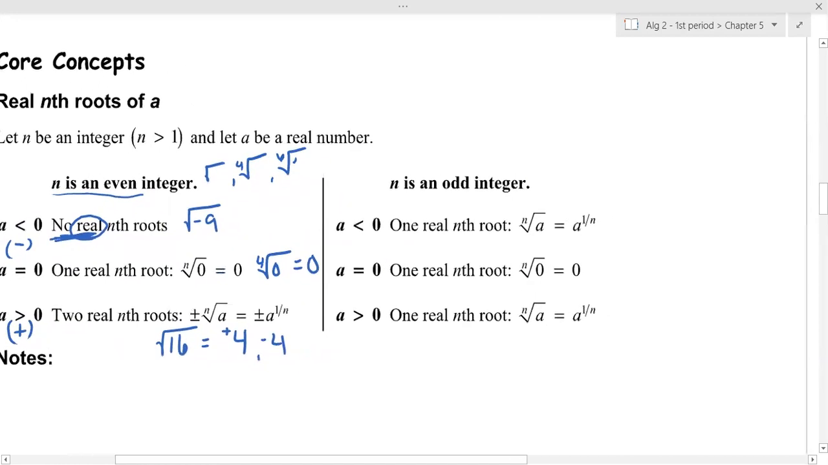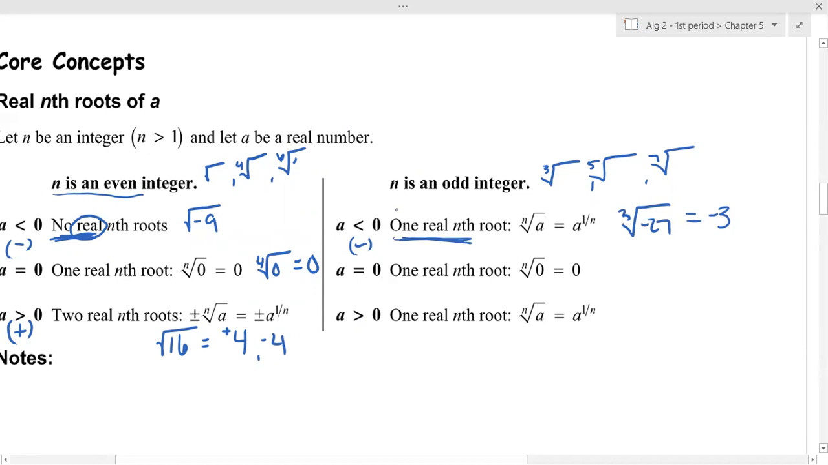Alrighty, and then when it's odd, so that would be something like the cube root, the fifth root, anything like that, seventh root. If you have that situation and a is negative, like the cube root of -27, that is actually going to be -3 because -3 times -3 times -3, which is a cube root, would be -27. So you actually do have one real solution and it is negative.